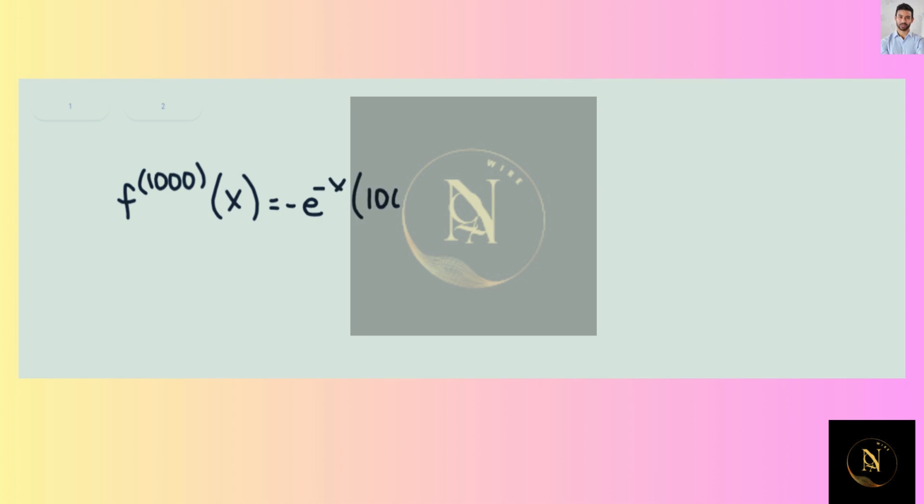So we end up with the 1,000th derivative of f is the opposite of e to the opposite of x times 1,000 minus x. And another way we could write that, if we want to distribute the negative through the parentheses, is e to the opposite of x times x minus 1,000.